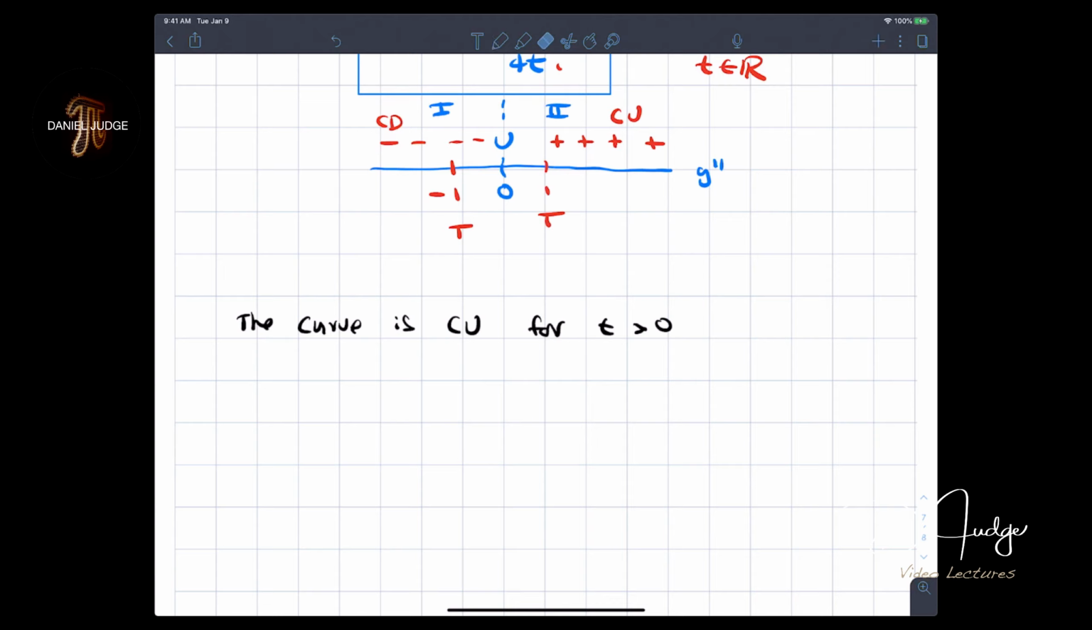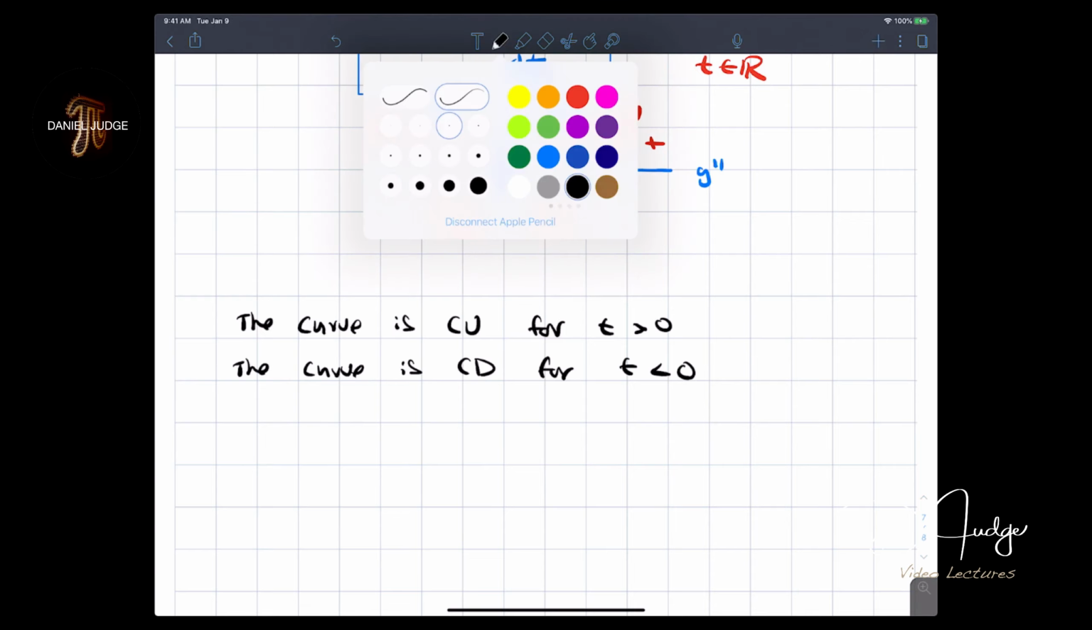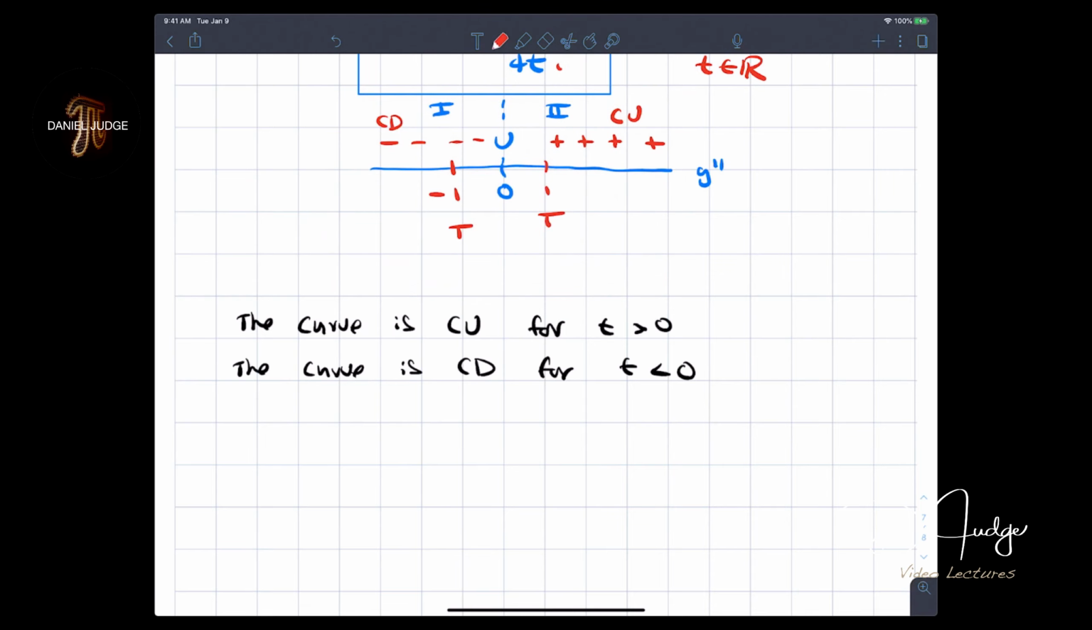And the curve is concave down for, it looks like, t being less than 0. If you write this in terms of intervals, that's 0 to infinity, and that's minus infinity to 0.